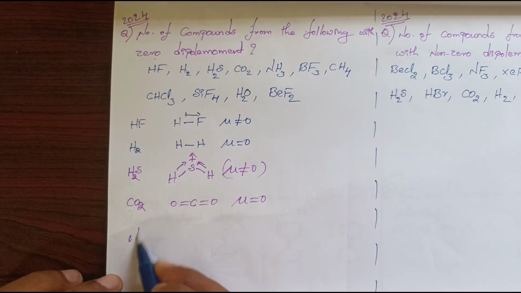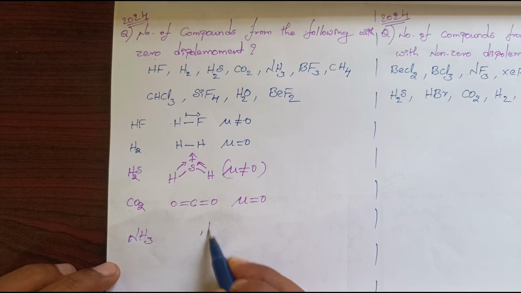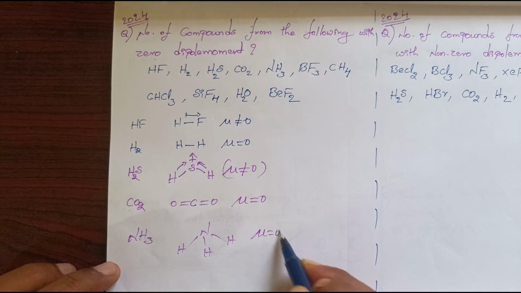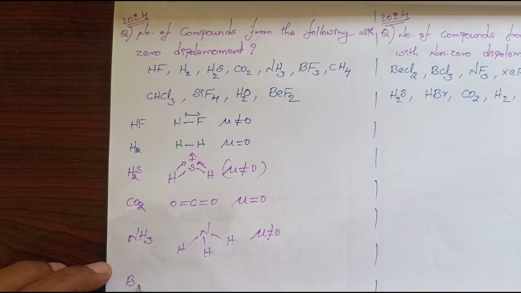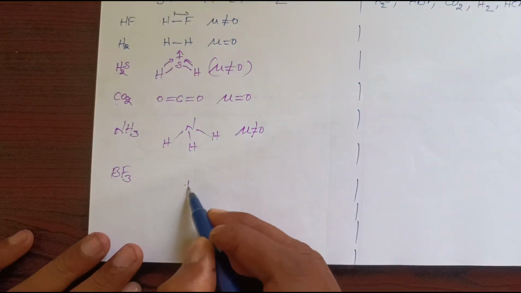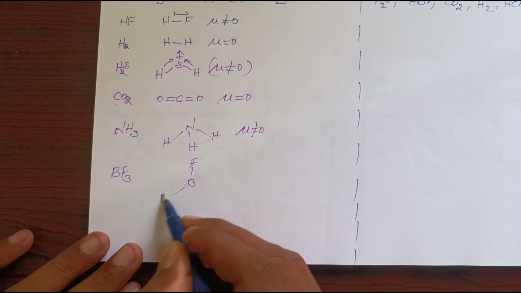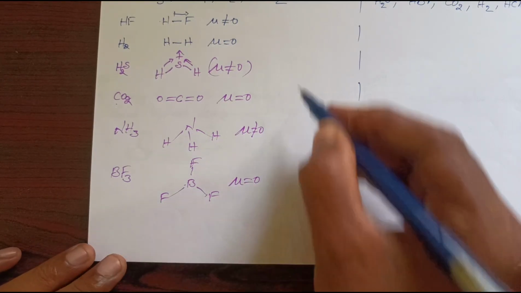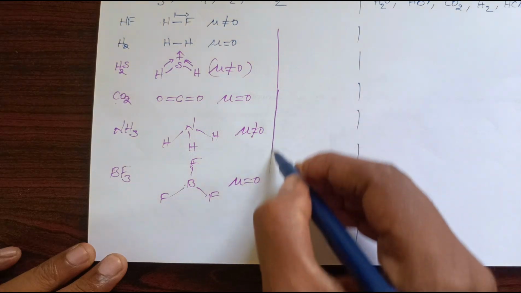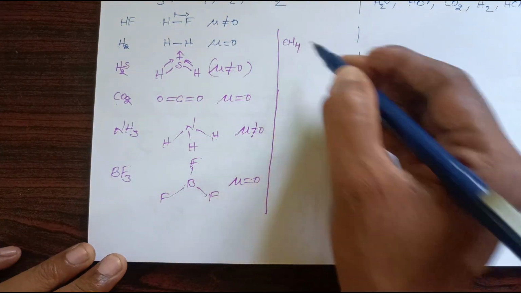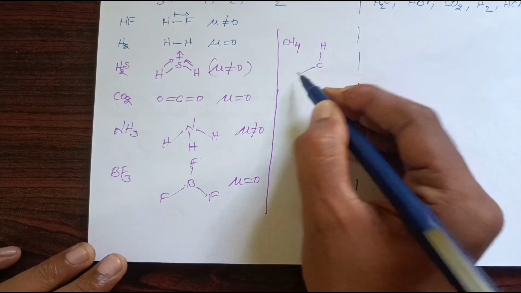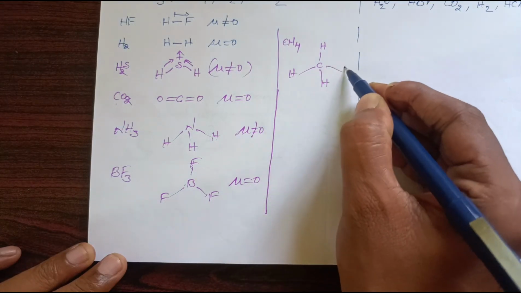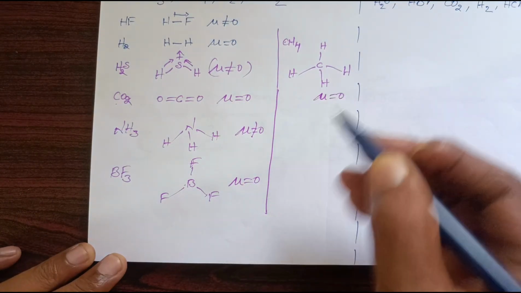Next, ammonia also discussed. What is the shape of the ammonia? Pyramidal. Dipole moment of ammonia not equal to 0. Next, boron trifluoride. What is the shape of the boron trifluoride? Trigonal planar. Planar molecule. Dipole moment equal to 0. Methane we discussed just. Methane molecule CH4. Tetrahedral arrangement. Dipole moment of methane molecule equal to 0.